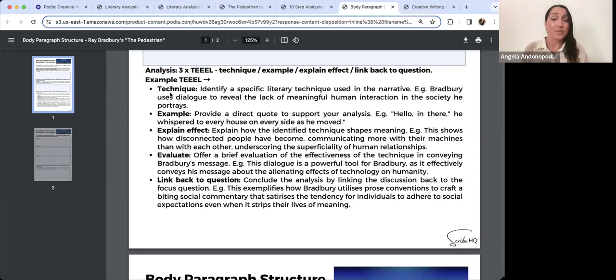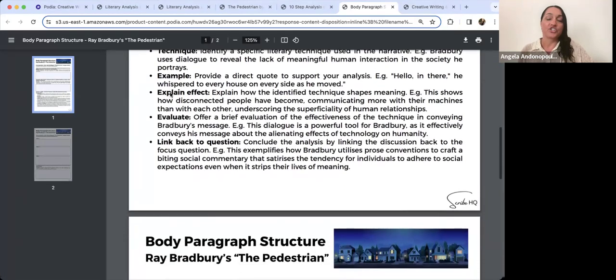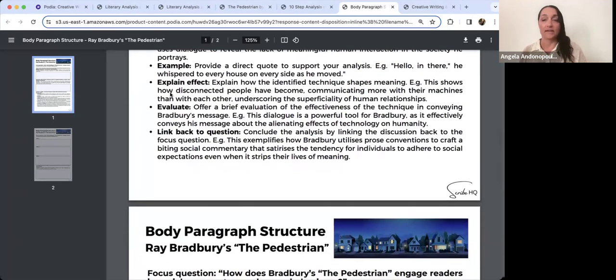Then the explain effect part: explain how the identified technique shapes meaning. This shows how disconnected people have become, communicating more with their machines than with each other, underscoring the superficiality of human relationships in this society.